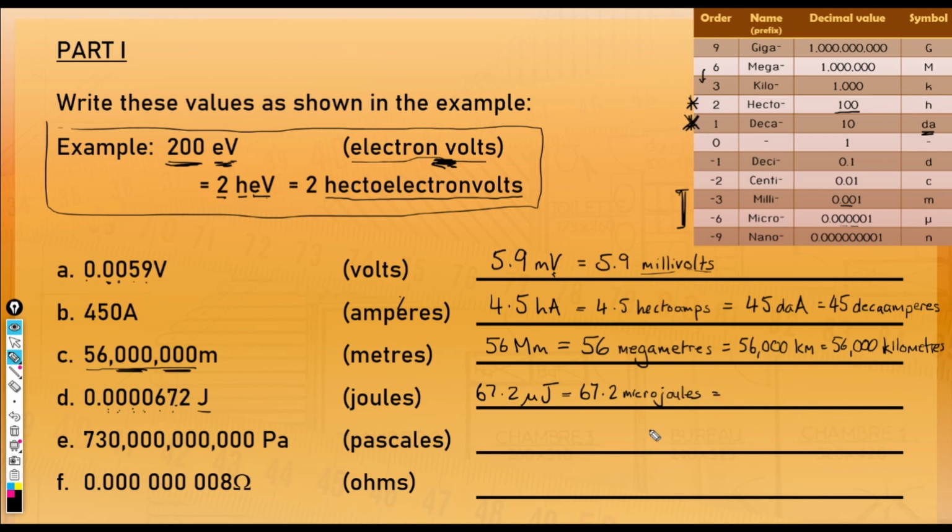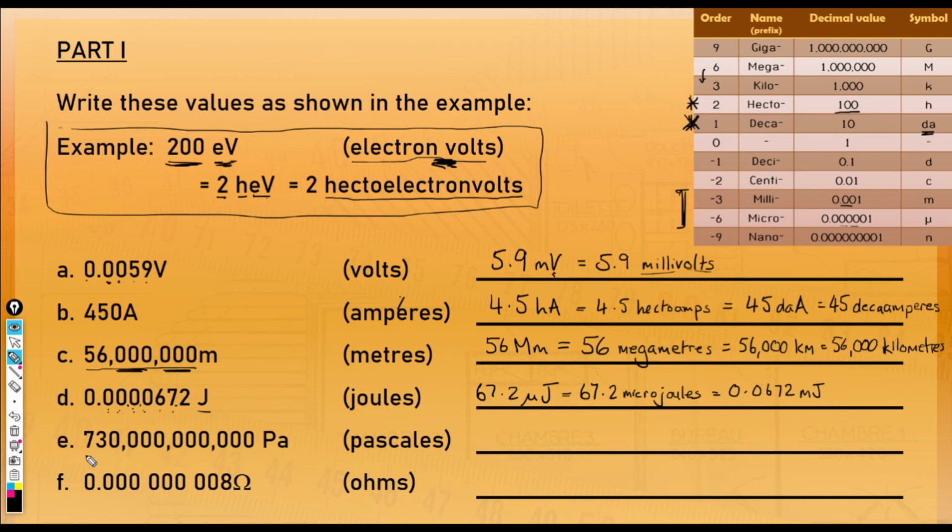Now, if we were going to use milli, then we would only have 2 zeros before our decimal point. Oh, sorry, 2 zeros, and then we would jump over the 1 as well. So our decimal point would end up here. So it would end up being 0.0672 millijoules. So if we were going to write it as a number less than 1, it would be 0.0672 millijoules. Still a very small number, but not quite as small as the one that we had originally.